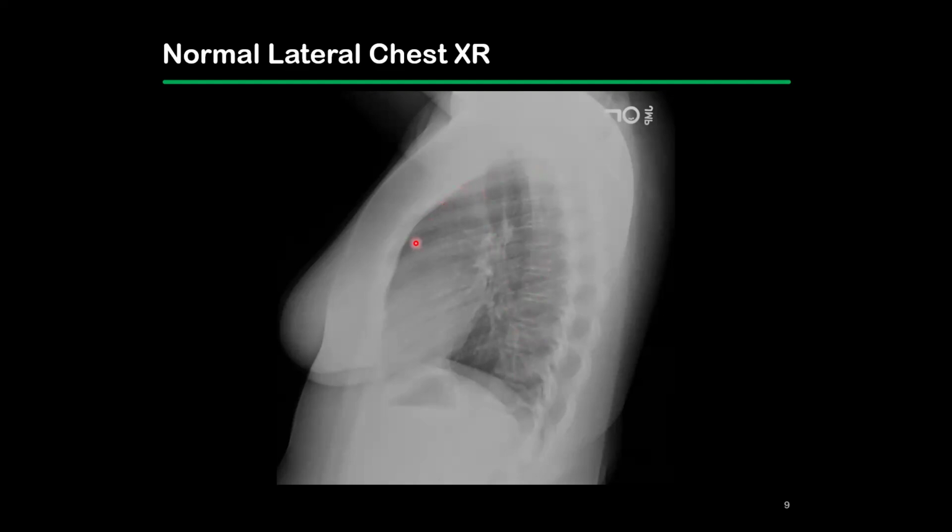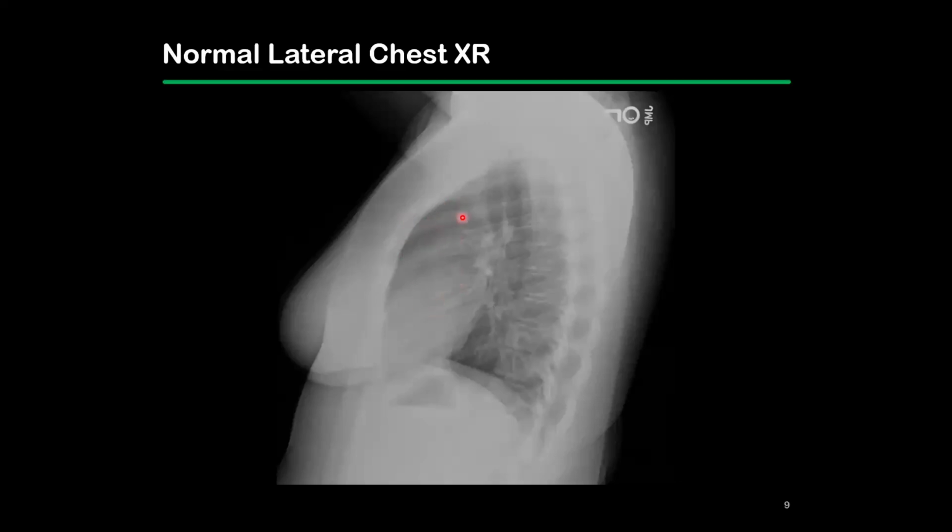I'll also draw your attention to the cardiac silhouette here. The right ventricle is more anterior, the left ventricle is more posterior, and the atria are superimposed on each other. This is where the pulmonary vessels all come together. This is the trachea here. But there's this anterior clear space in front of the heart that should be present.